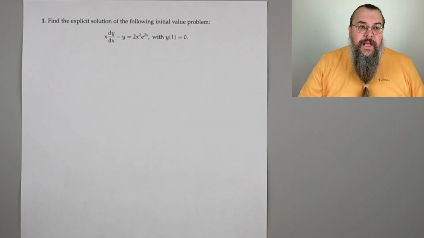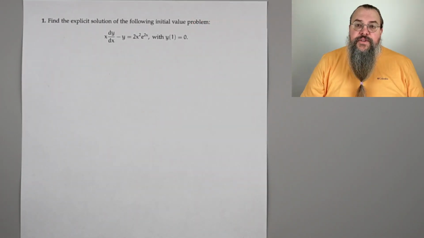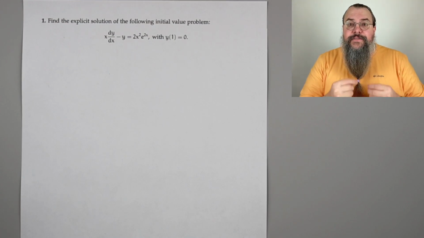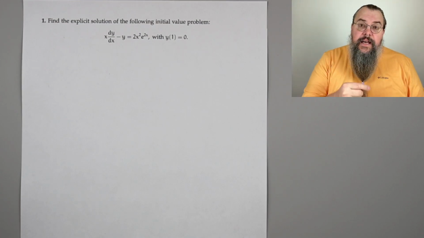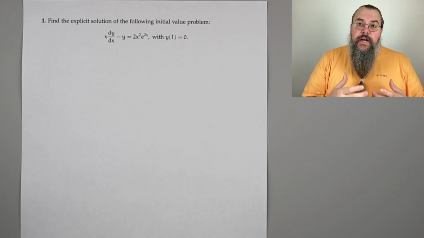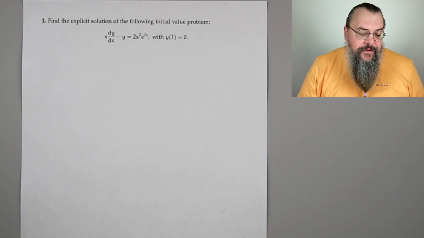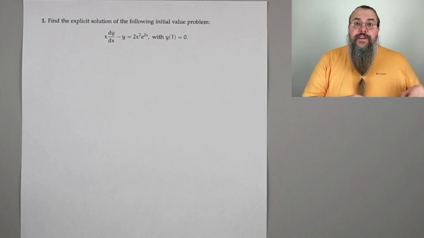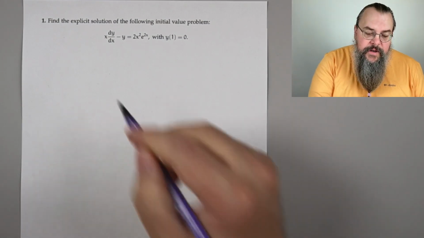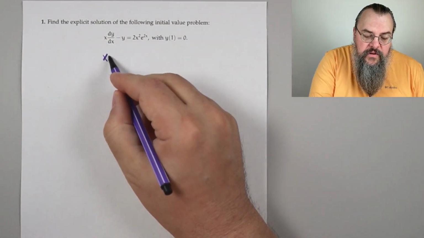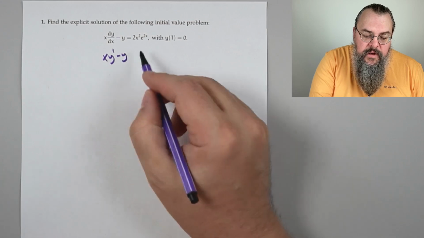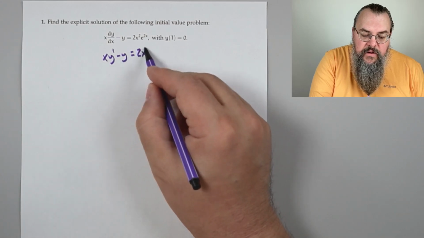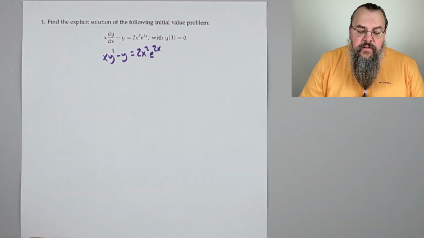Number 1, find the explicit solution of the following initial value problem. We have x dy/dx minus y is 2x squared e to the 2x. All right, what do we see? Well, one thing is we have this dy/dx. Now remember, dy/dx is just another way to say y prime. So this is the same as x y prime minus y is 2x squared e to the 2x.